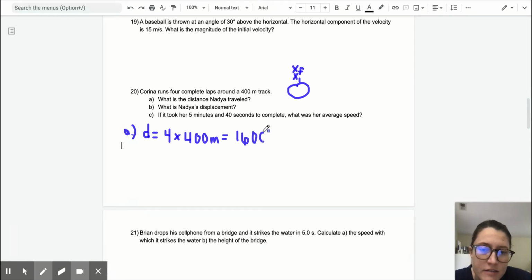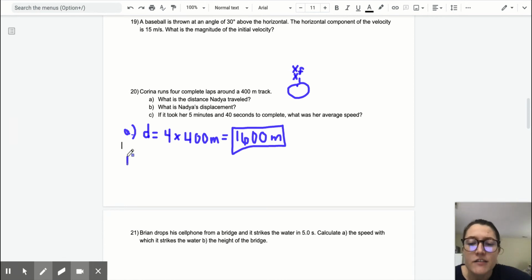It's a scalar quantity, okay? So because direction is non-essential, we do not have to include it. Or rather, we shouldn't include it. So the distance she travels is 1,600 meters. It includes every step that she took.